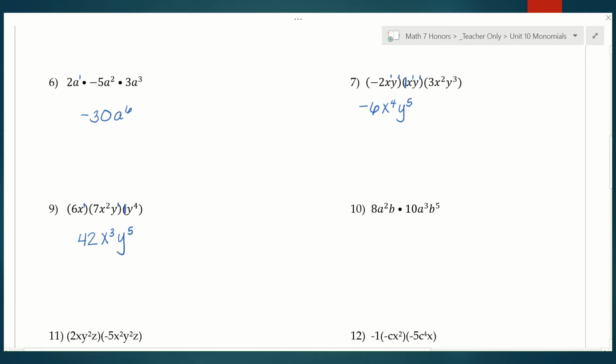Okay, number 10, let's multiply our coefficients. 8 times 10 is 80. A squared times a to the third is a to the fifth. And b to the first times b to the fifth is b to the sixth.